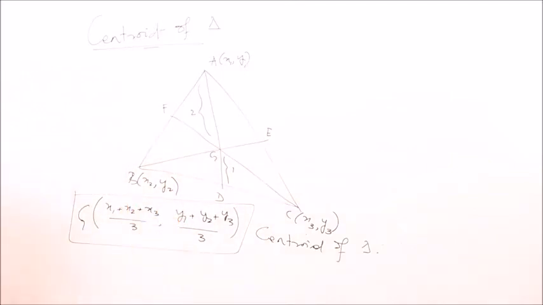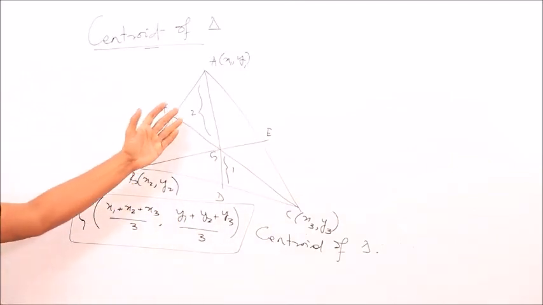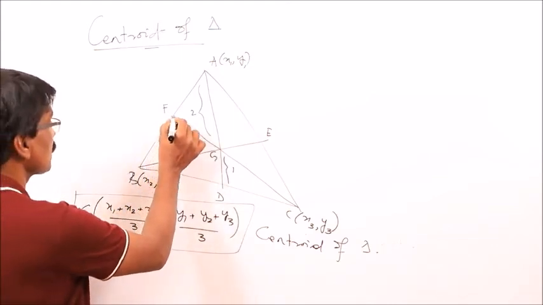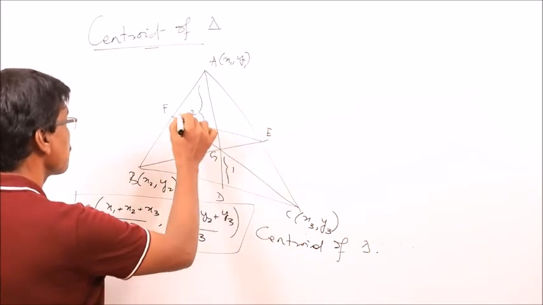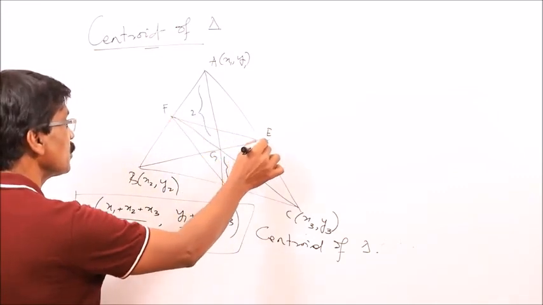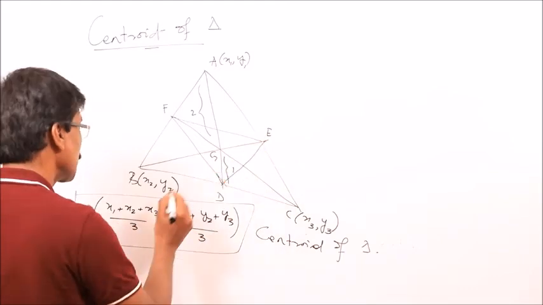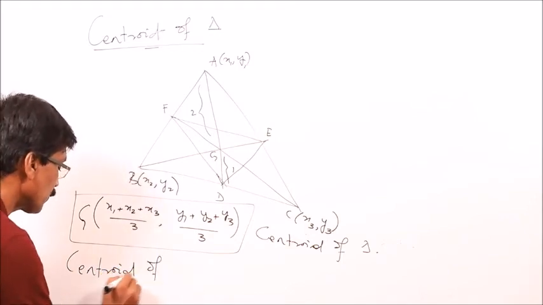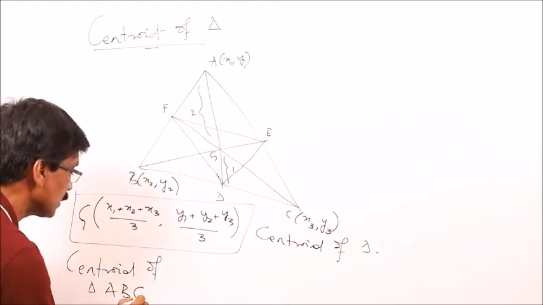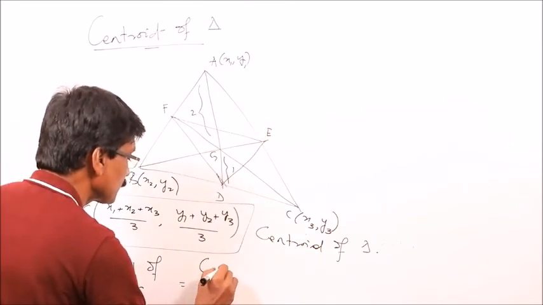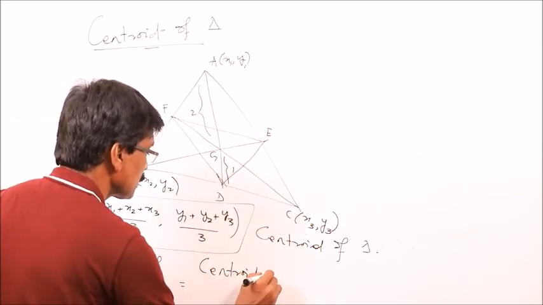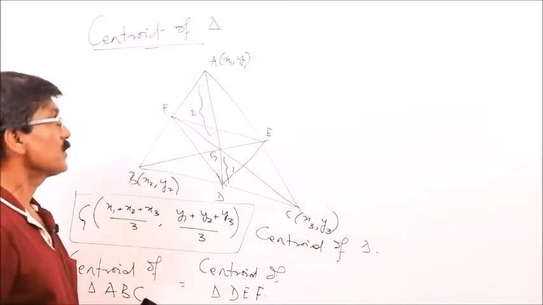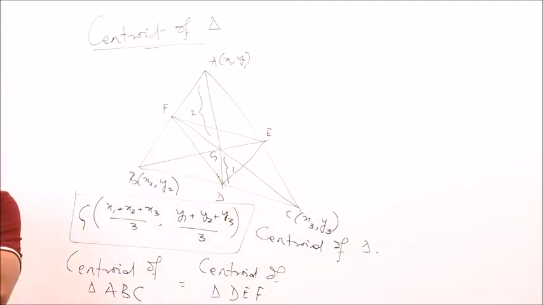So centroid is a balancing point. So another most important thing is, if we join two triangles ABC and DEF, then these two triangles have same centroid. So centroid of triangle ABC is also equal to centroid of triangle DEF. So this is ratio formula and centroid formula.